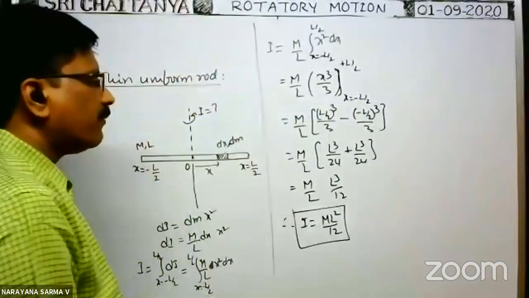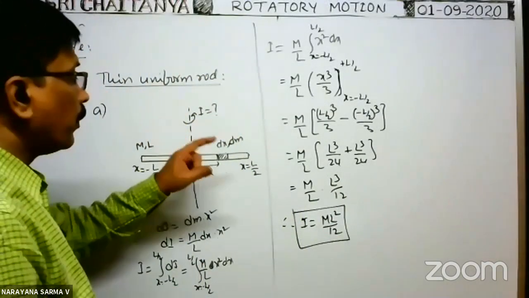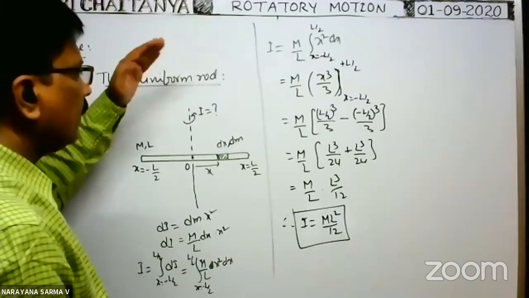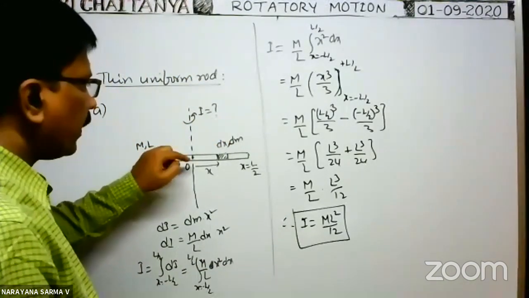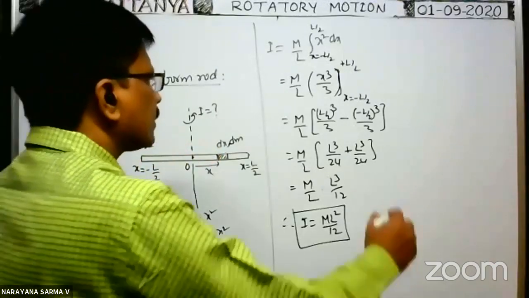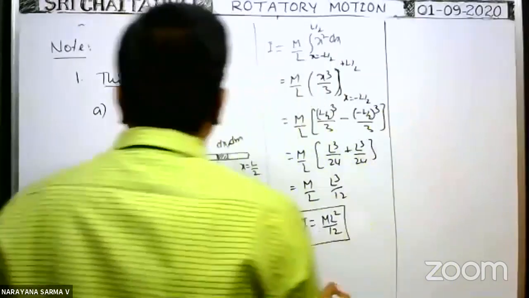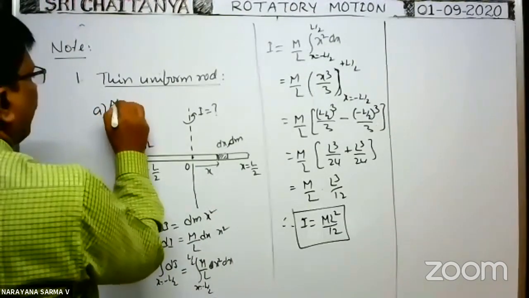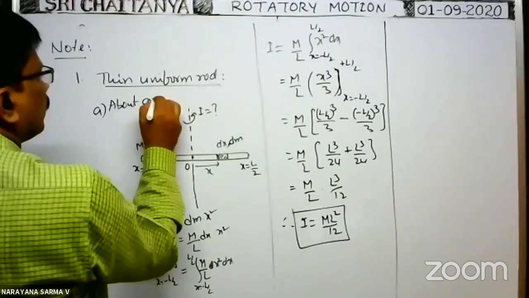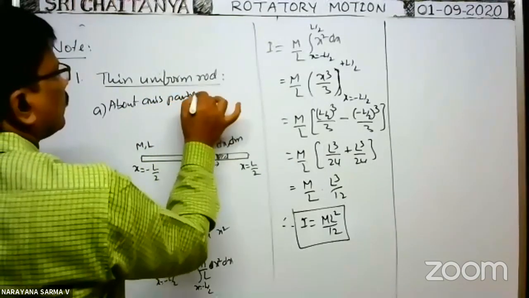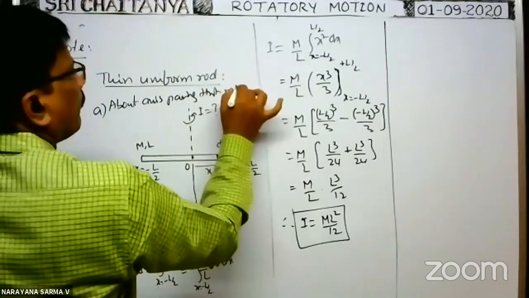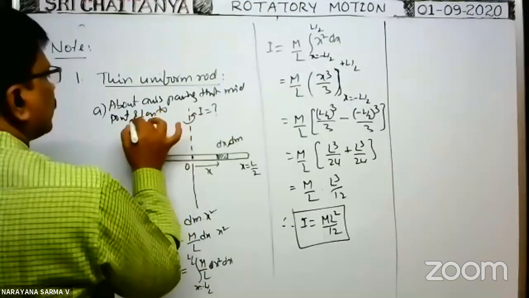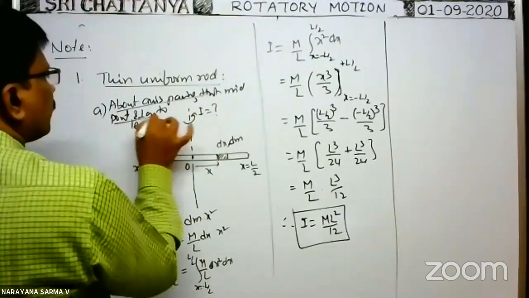This is the moment of inertia of the rod about an axis. The moment of inertia of the uniform rod is important: the moment of inertia of a uniform rod about an axis passing through the midpoint and perpendicular to the length is this one.